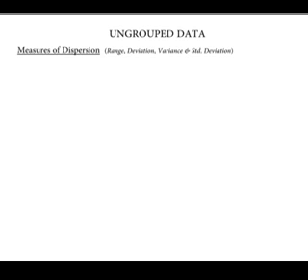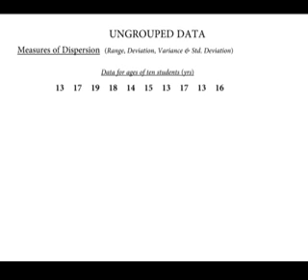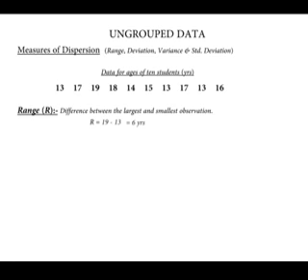Let's see the measures of dispersion for ungrouped data. These were the ages of students in a class. Range is the difference between the largest and smallest value in a set of data. In this case, range will be equal to 19 minus 13, giving us 6.